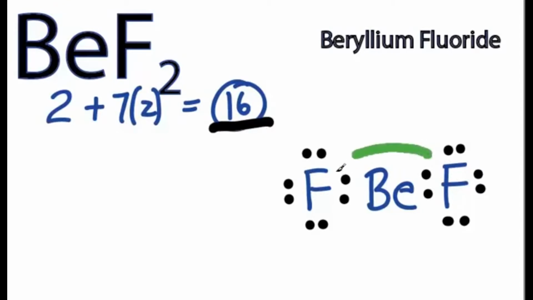You can see right away that beryllium does not have 8 valence electrons, so it doesn't have an octet. The strange thing is beryllium doesn't really need 8. It's sort of an exception to the rule. So I could also draw beryllium fluoride a different way.